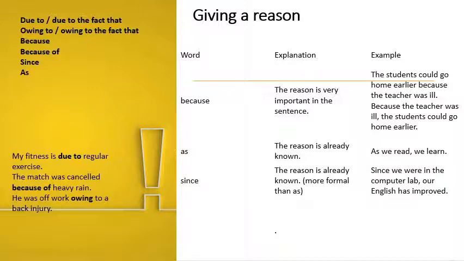Because the teacher was ill, the students could go home earlier. Here the reason is very important. Why could the students go home? Because the teacher was ill. The reason is important, so it's better to use because.